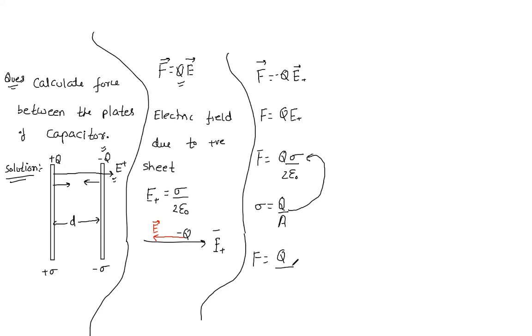Sigma is charge upon area, charge density. So the expression of force is Q square by 2A epsilon. This is again a question of NCERT. F is Q square by 2A epsilon naught. This is the force with which the plates of the capacitor will pull each other.